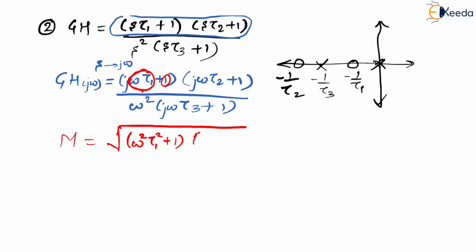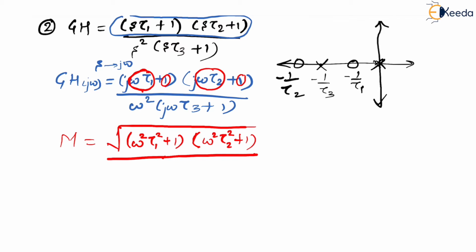Multiplied by again, you are going to have this one. So you have omega tau 2, which is the imaginary part, and you have this one, which is the real part. So again, under root of real part squared plus imaginary part squared, or you can say omega squared tau 2 squared plus 1. This completes the numerator. Now if you think of the denominator, what's the denominator there?